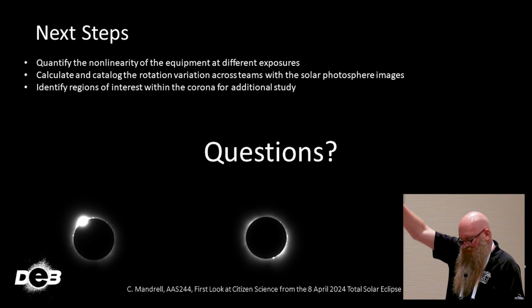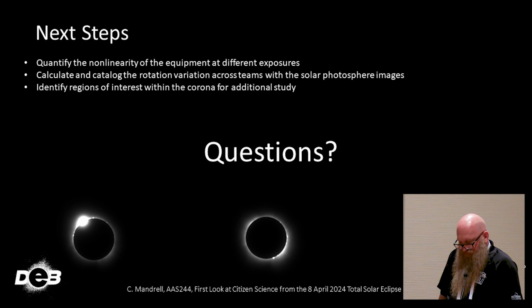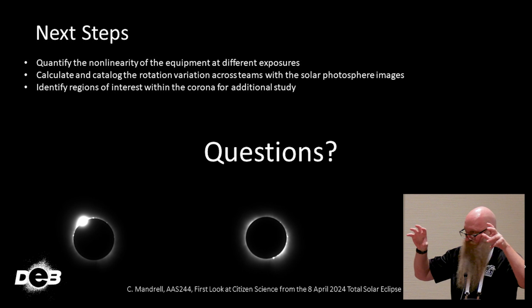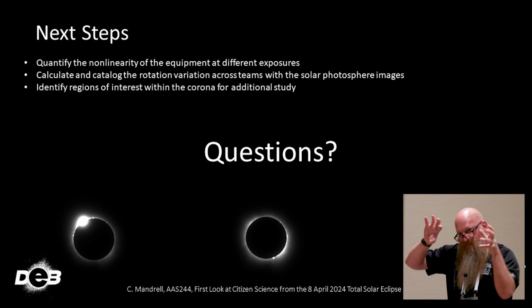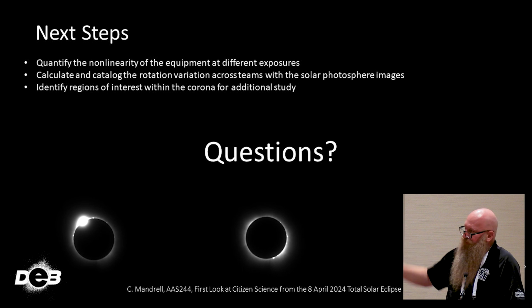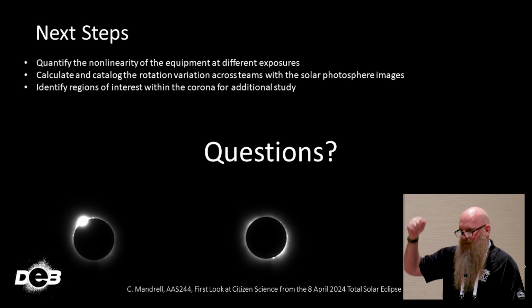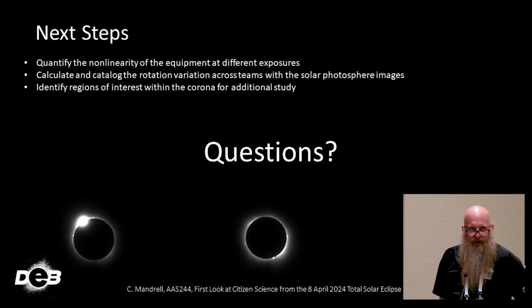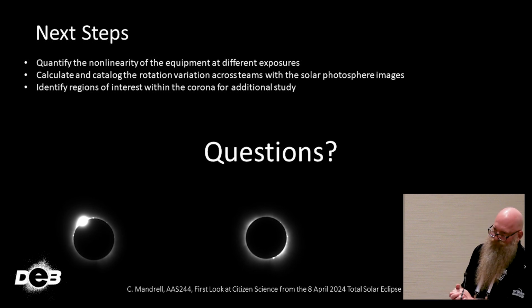So what's left for us to do? Obviously quantify that nonlinearity I was talking about in the equipment so we can clean up that radial flow there. We've got to calculate and catalog the rotation of all those solar photosphere images from the teams so that we can get everybody lined up angularly correctly. And then all of that done, we've got to go look and see, was any of this useful? Was there actually an event? Was there a jet, a flare, a CME that we can then apply dynamics to study and get some of our science out of? So that's what I got.